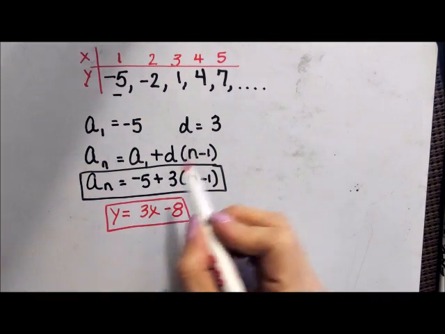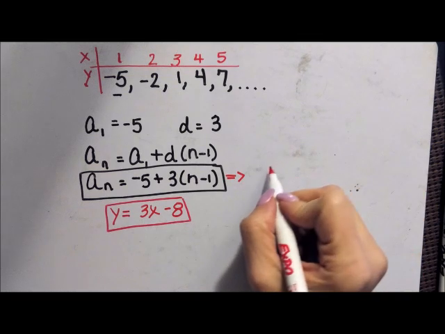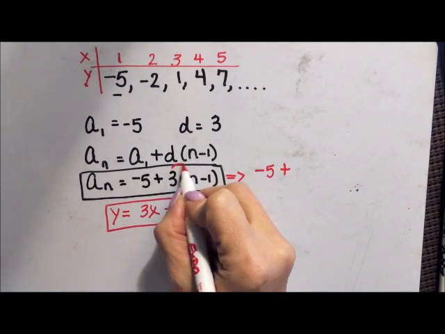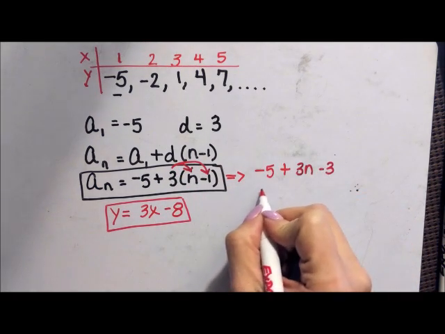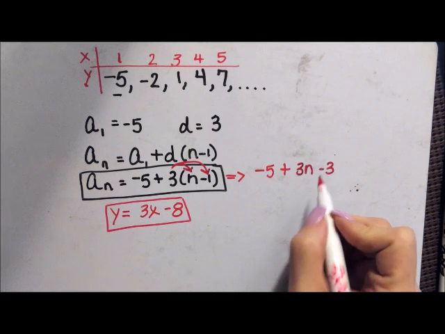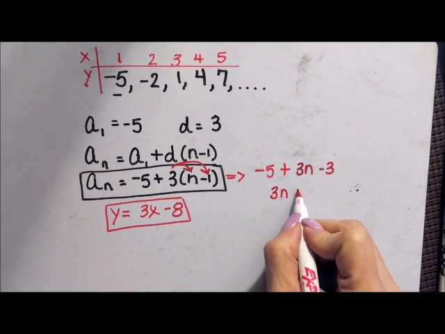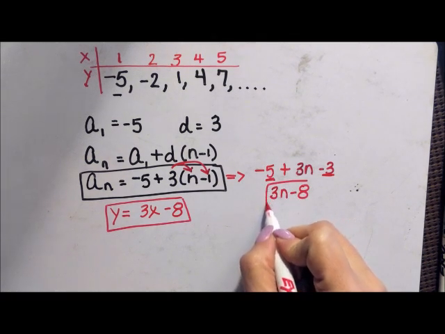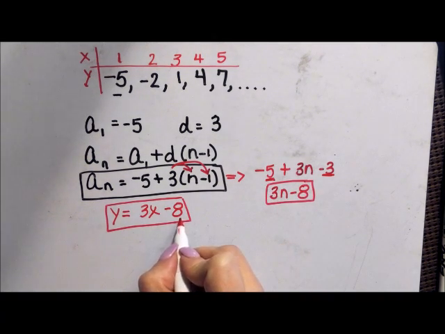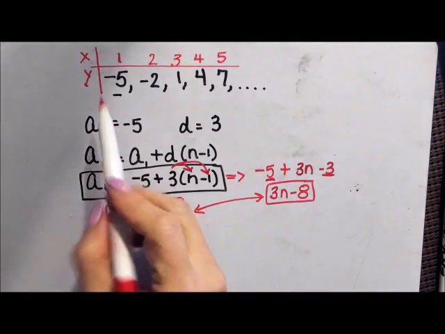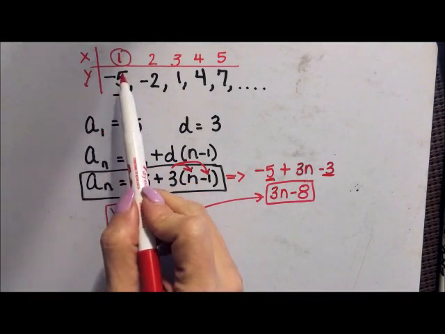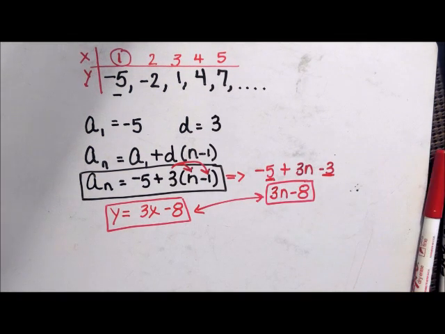Well, real quick, if I were to take this one right here and simplify it, negative 5 plus, I'm going to distribute 3 times n is 3n, and 3 times negative 1 is negative 3. Negative 5 and negative 3, I'm going to put these two together, that'll give me negative 8. 3n minus 8 is the simplified version. Look at that. They're the same. One has an n and one has an x, but they're the same. So you can do your geometric or your arithmetic sequences on your calculator. Just remember they always start with a 1, the first term, and they go from there. Don't start at 0. They always start at 1.